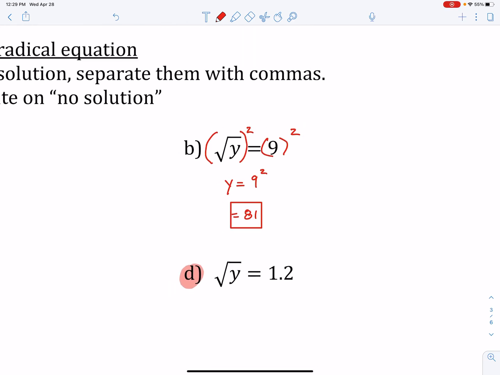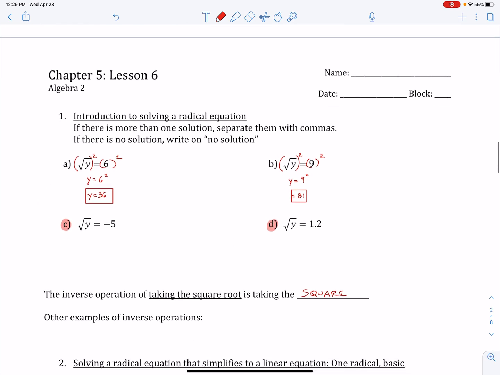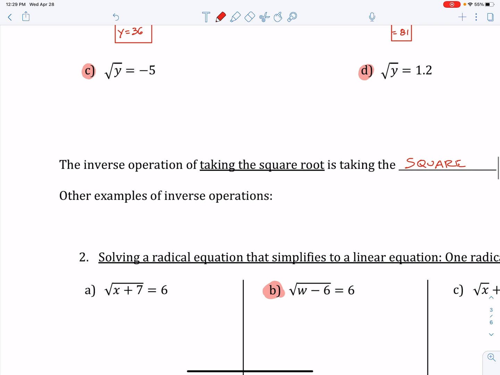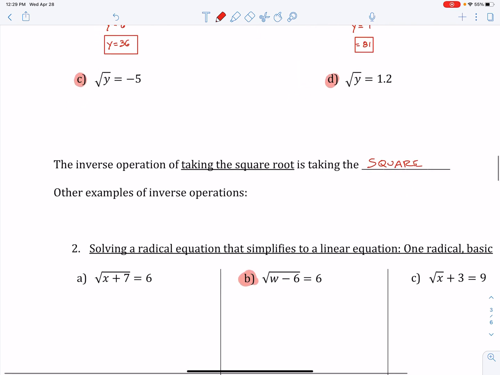Okay? So go ahead and do the other ones on your own, and you should be successful in solving those. Okay, so we have the inverse operation of taking the square root is taking the square.